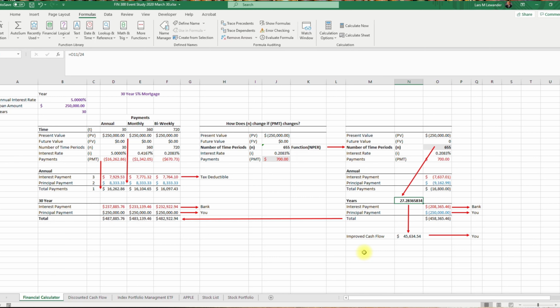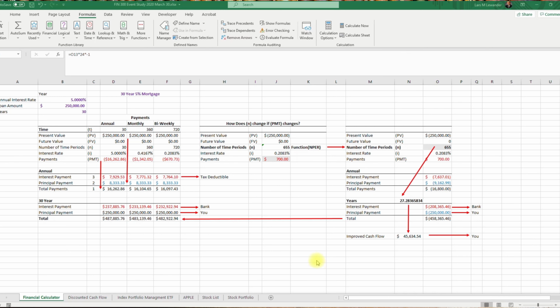So with only $30 extra, it would actually cut out almost 3 years of interest and principal payments using this little snowball effect of paying only $30 extra per paycheck, which means that it improves your cash flow over 3 years with over $45,000. That's the $16,800 per year.